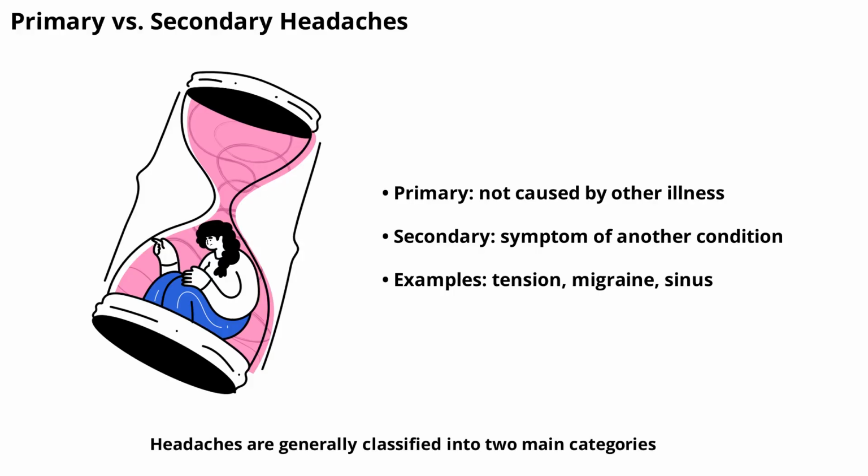Headaches are generally classified into two main categories, primary and secondary. Primary headaches are not caused by another medical condition. They include tension headaches, migraines, and cluster headaches. Secondary headaches, on the other hand, are a symptom of another health issue, such as sinus infections, dehydration, or even more serious conditions. Knowing the difference helps in identifying the right treatment and prevention strategies.